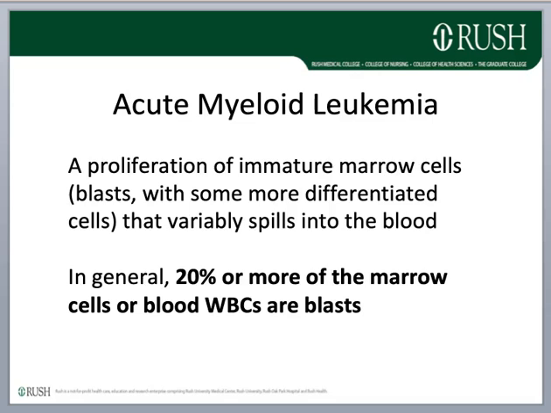All right, let's get into some pathology now. AML, as I mentioned, is a proliferation of immature marrow cells we call blasts. Some of the different variants do show slightly greater degrees of differentiation, and these cells fill up the bone marrow and eventually spill into the peripheral circulation. In general, our criteria for calling a myeloid neoplasm AML is that 20% or more of the bone marrow cells or peripheral blood white cells are blasts. So we have to recognize what blasts are.